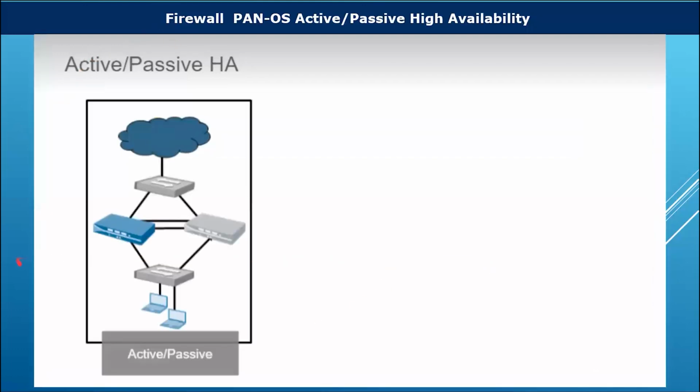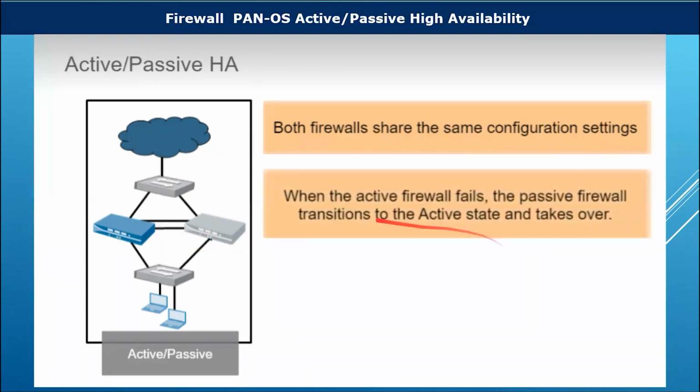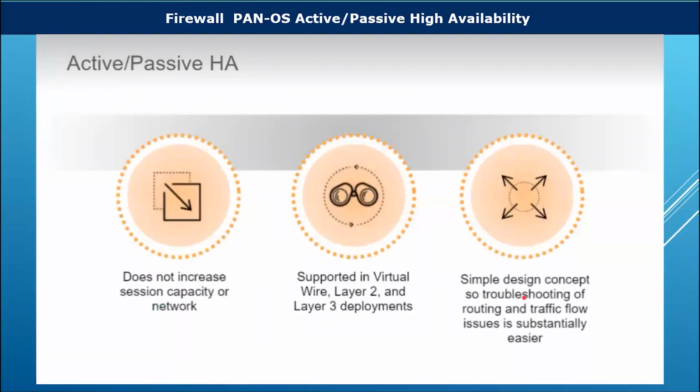Okay, so let's see here. Both firewalls share the same configuration settings. So guys, whatever configuration you have on the active firewall, the same configuration you will get on the secondary firewall. So when the active firewall fails, the passive firewall transitions to the active state and takes over. Because on this firewall we have all the information, it will take over and start working as the active firewall.